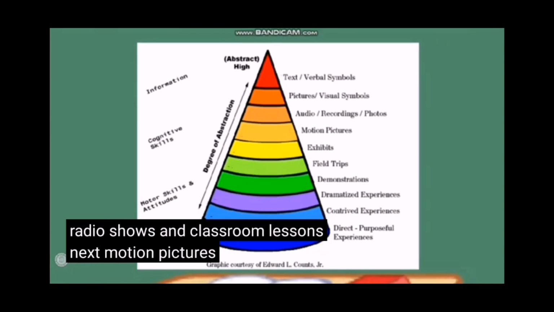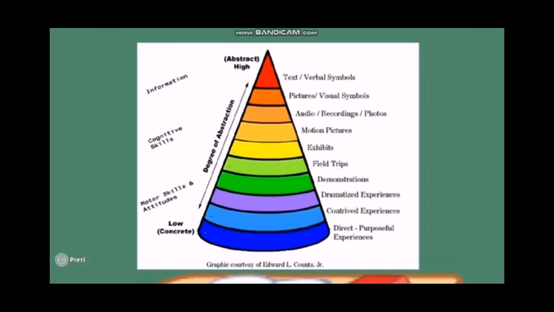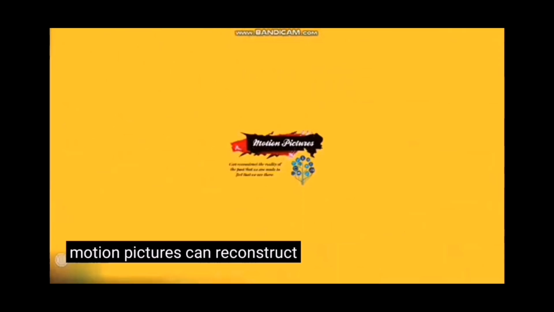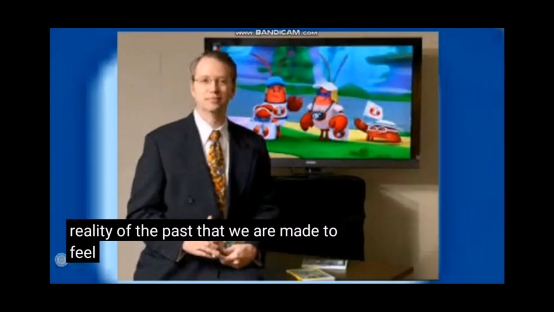Next, motion pictures. Motion pictures can reconstruct the reality of the past to make us feel that we are there. The abstraction level starts to get neutral.